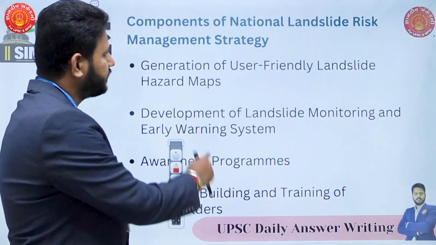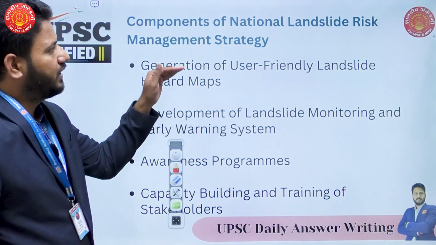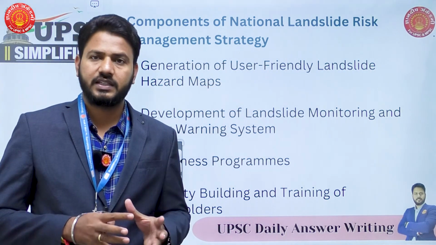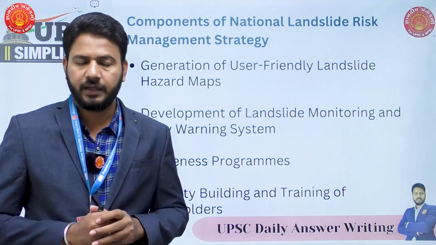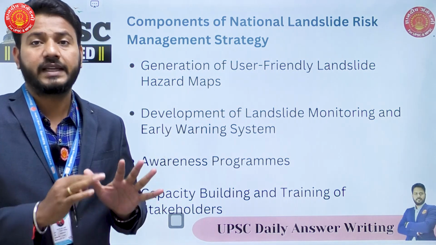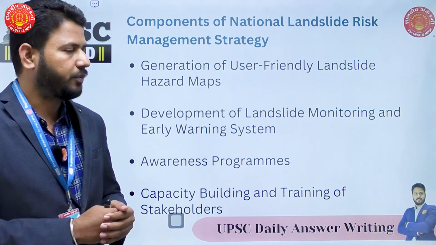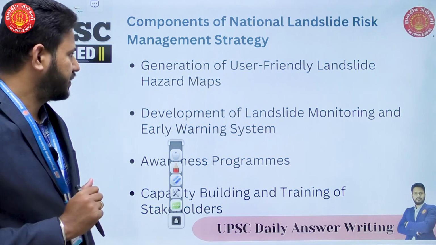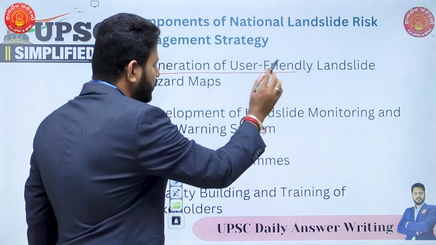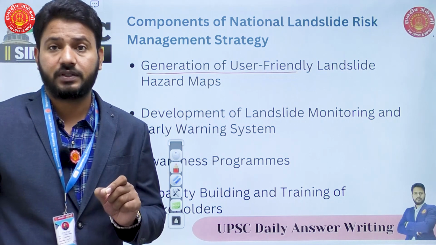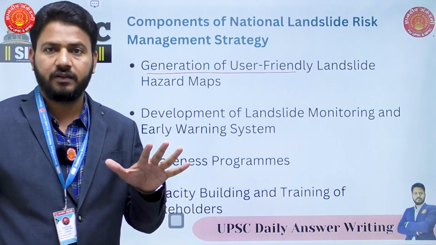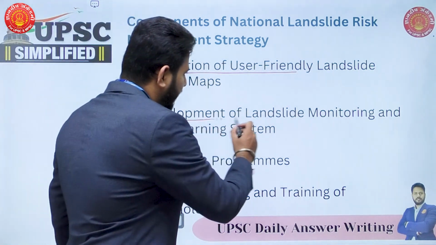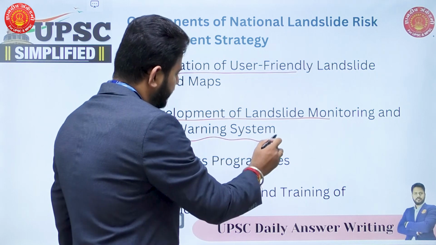Then the other focus is the components of the National Landslide Risk Management Strategy. This strategy was given by the National Disaster Management Authority. There were 6 subgroups or expert groups that were set up to study different components. Now you just have to mention the highlights or the headings of these components. First is generation of user-friendly landslide hazard maps. We already have a hazard map of India wherein all the Himalayan states are prone to landslides. Then development of landslide monitoring and early warning system.